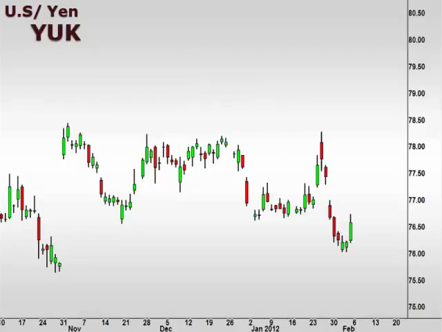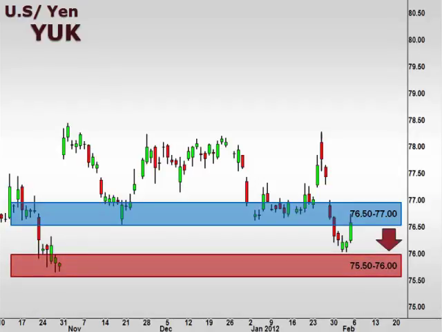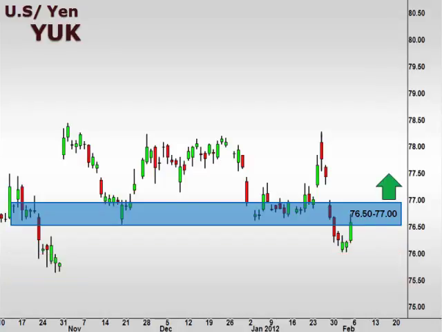Next up, the YUK, the US dollar versus the Japanese yen. Well, the YUK sliced through our 76.5 support level to test another support along the upper range of our 75.5, 76 focal zone before bouncing. While the pair is retesting 76.5 for resistance, we are cautious of a continuation lower. We will need to see a break above 77 to lend credibility to any move higher.